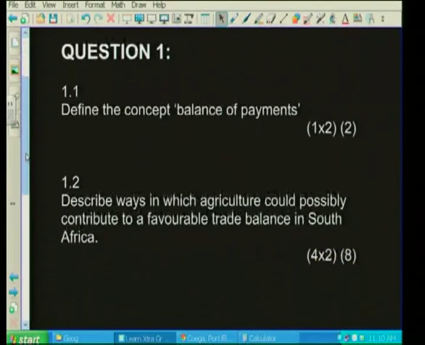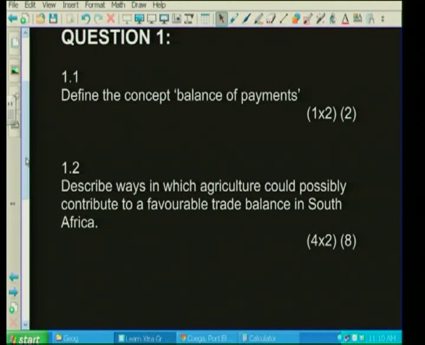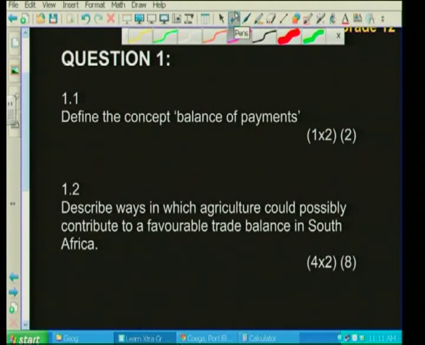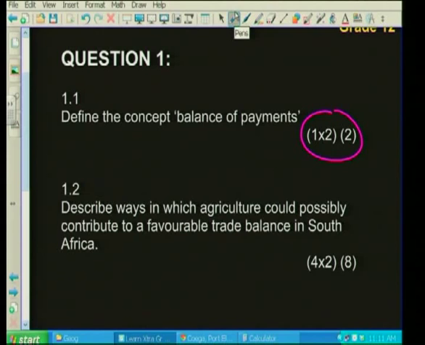So let's have a look at the first question then. These are all past paper questions that have been taken from various Department of Basic Education, or what used to be the Department of Education's old matric exams, finals, as well as maybe even supplementary papers. The first question starts off by asking you to define the concept balance of payments. Now remember, this is a 1 times 2 question, and when we are answering a 1 times 2 question, we are usually writing a sentence, or we're giving a statement that we've explained or elaborated or written out fully so that we can earn those double marks.